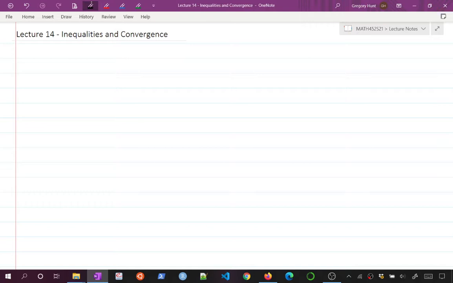And then we'll come back and start talking about some of the large sample, or asymptotic, properties of the estimators that we've developed so far. So that's basically the roadmap, and for the next couple lectures, we're going to talk about convergence.